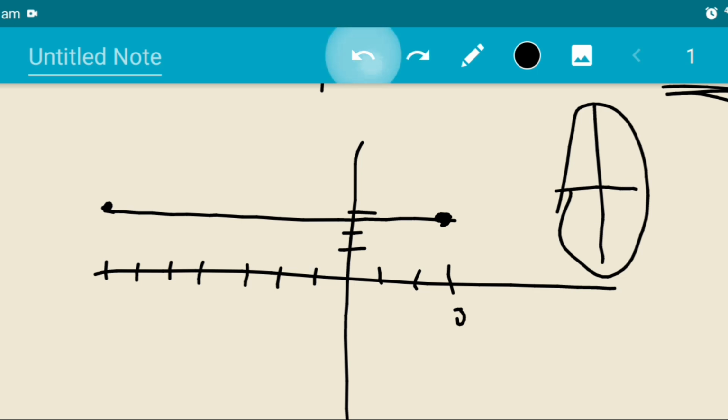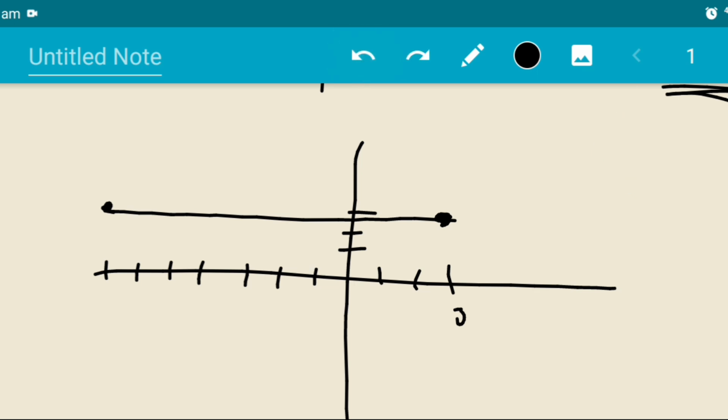So where is this focus located? We've been told that the focus is located at -6, 3. So this is 1, 2, 3, 4, 5, 6. Okay, -6, 3, somewhere there. That's where this focus is. This is the vertex.